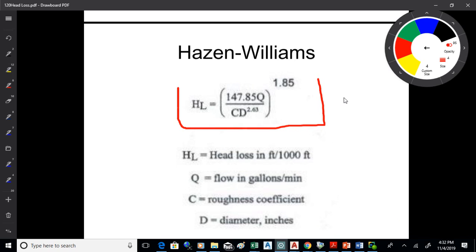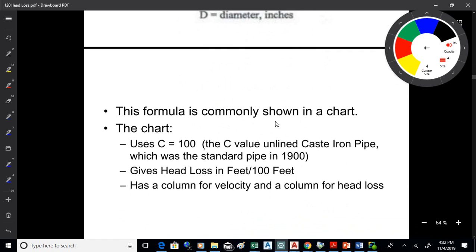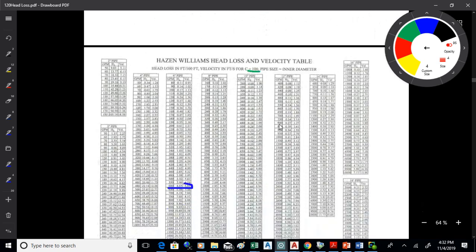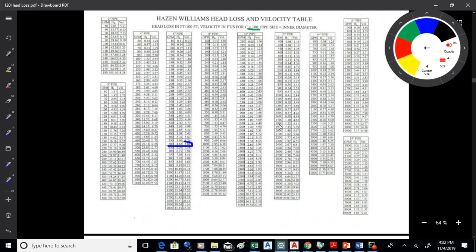They've got the head loss is equal to 147.85 times Q, the flow rate in gallons per minute, divided by the roughness coefficient, C, divided by D to the 2.63. Now, D is the pipe diameter in inches to the 2.63 power. And then you take this and you take it all up to the 1.85 power. Kind of a little bit of a difficult formula to plug everything into and run. So there's a chart built for it that we use.